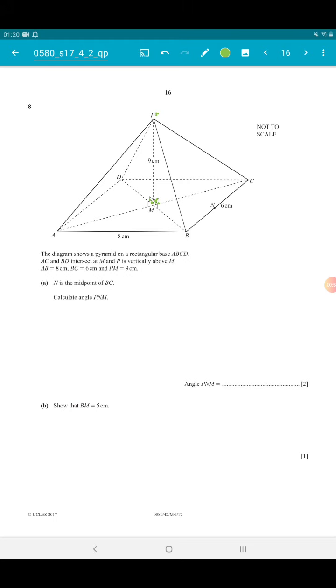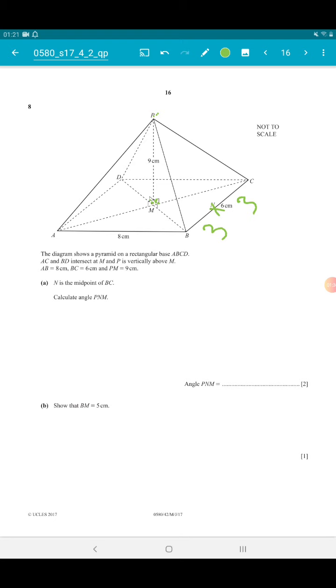Vertically above means the angle between PM and the base is 90 degrees, a right angle. That is what is meant by vertically above. Now AB is 8, so half of 8 is 4, if you need it, and BC is 6. Now N is the midpoint of BC. This means that this is 3 cm and this is 3 cm.